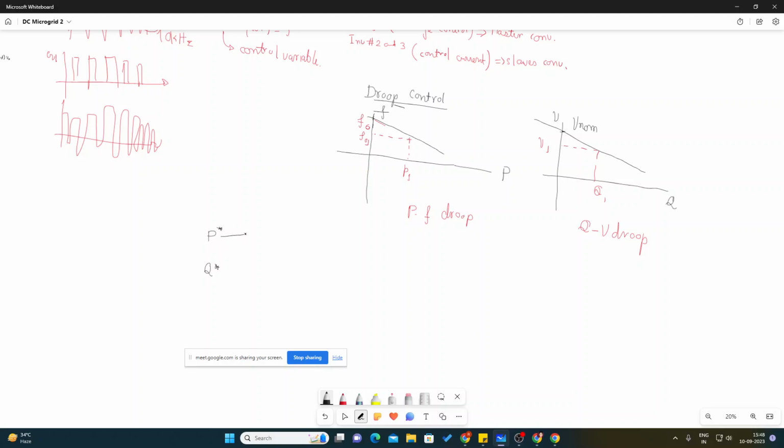what will we do? P star and Q star mean references, sir. References. The reference is how much active power it should provide to the load and how much reactive power it should provide to the load. So I'm showing how group control is actually implemented in this kind of system. So these are the reference points. Now what we do is we compare it with the actual power that it is sharing right now.